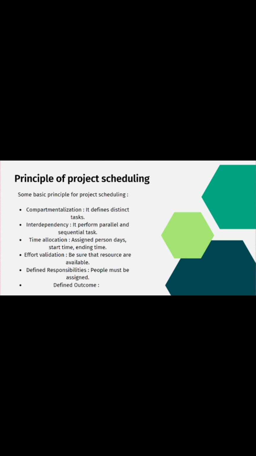Second is interdependency. Interdependency, it performs parallel and sequential tasks. It means tasks that can be completed in parallel must be separated from those that must be completed serially. Next is time allocation. Time allocation assigns person days, start time and ending time. So every task has start and completion dates that take the task interdependency into account.